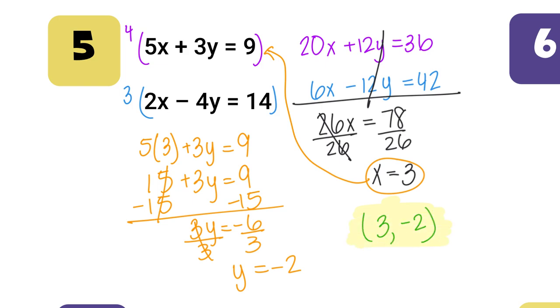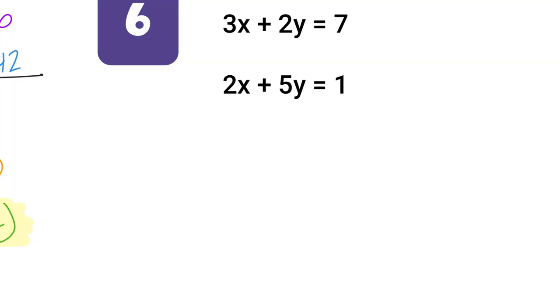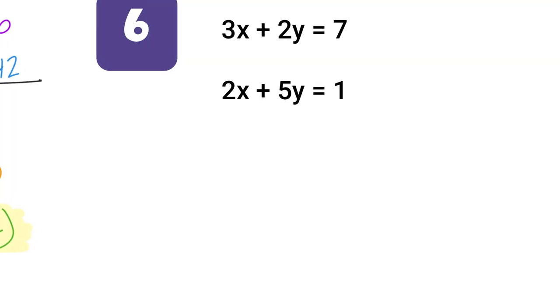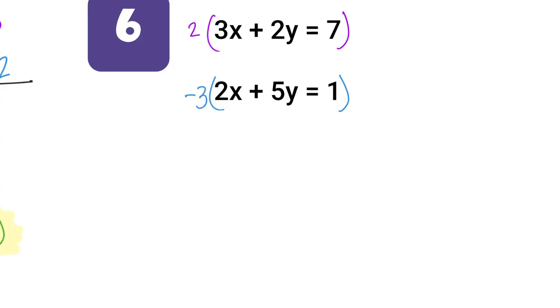All right, and going over to number 6. Now this one, I don't have one that's negative. They're all positive here, so I have to change one. I'm going to use my x's, okay? Because they're both smaller numbers, I can get smaller numbers. So I'm going to go ahead and multiply the top by 2 and my bottom by negative 3. So again, you can multiply both of them. Don't be scared to do that.